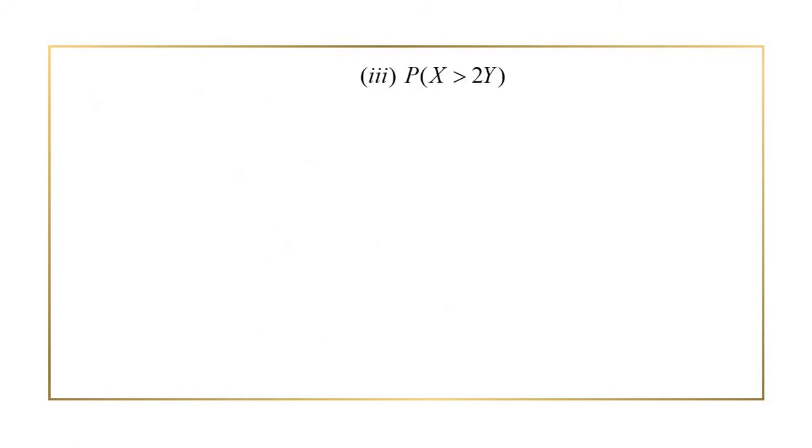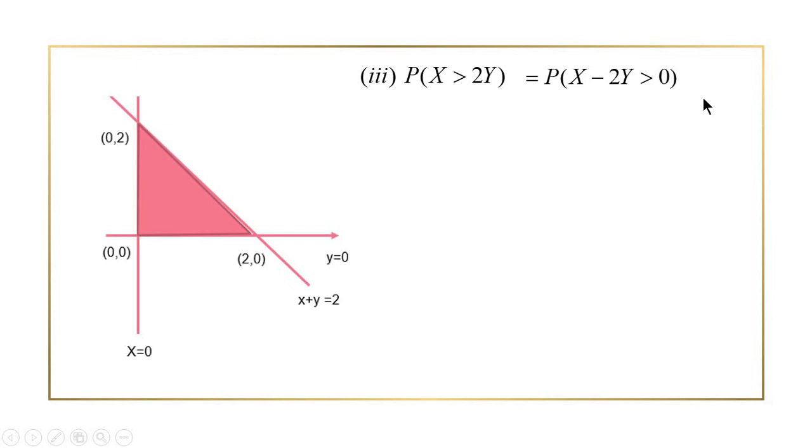Let us proceed with the next question. Probability of x greater than 2y. Draw the base region. I am going to evaluate this again, that is x minus 2y is greater than 0. So this is my base region. I am going to draw this region. For that, solve the equation x minus 2y equal to 0.